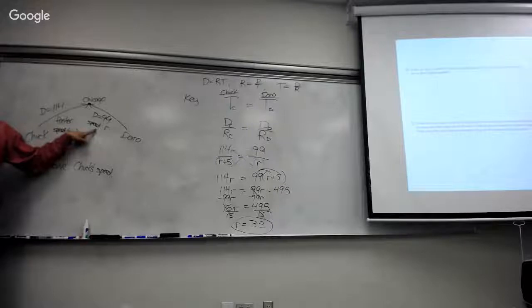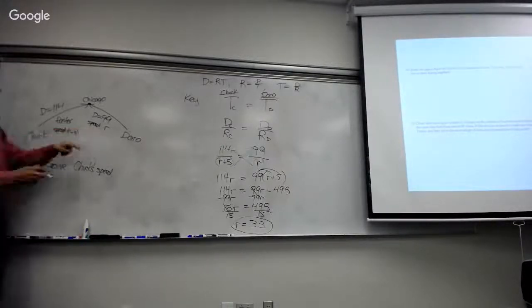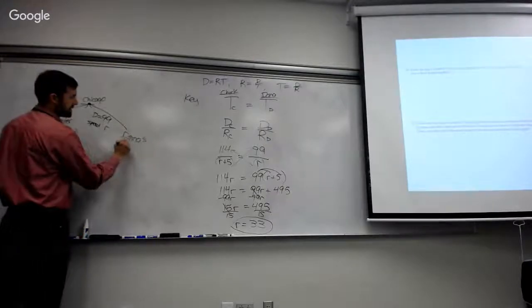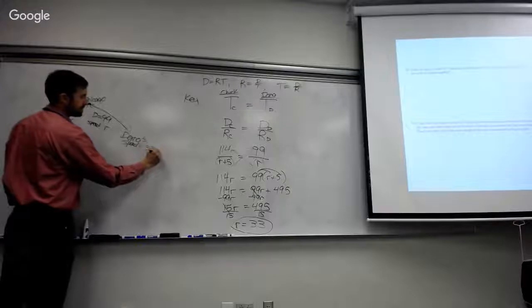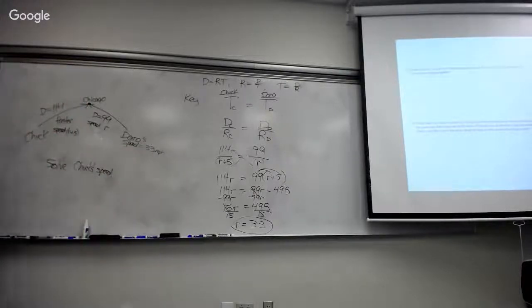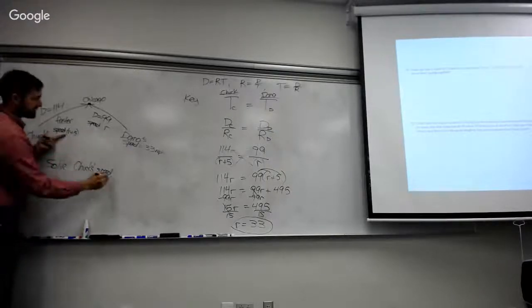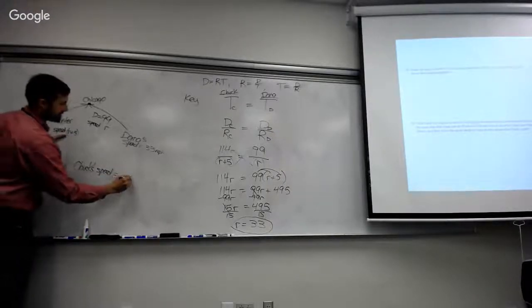Dana's speed. So Dana's the one who is going 33, presumably miles per hour. We're just assuming it's miles per hour because they're doing it in miles. So it's probably miles per hour. So Dana's speed is 33 miles per hour. Whereas Chuck's speed is what? 38, because there's 5 more than Dana's. So Chuck's speed is 38 miles per hour.